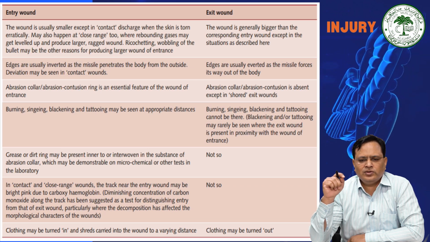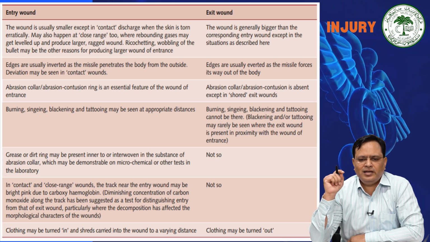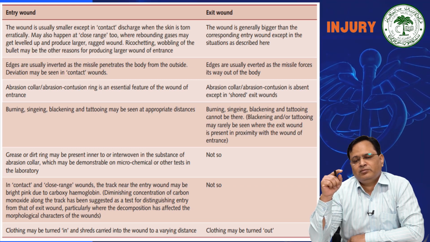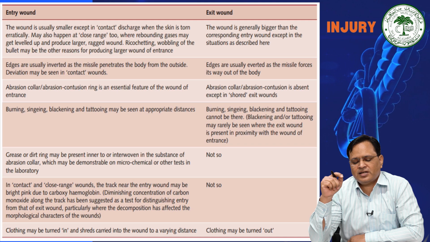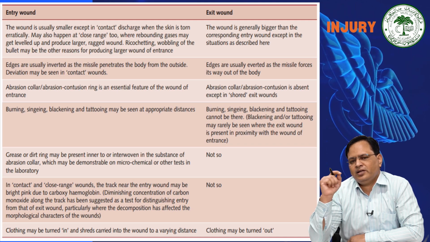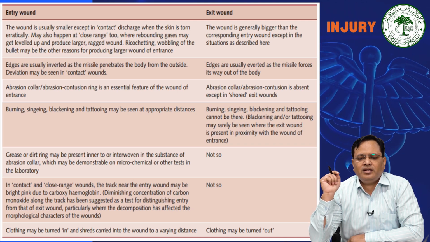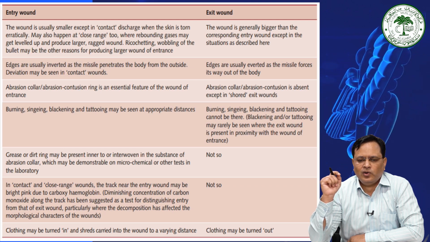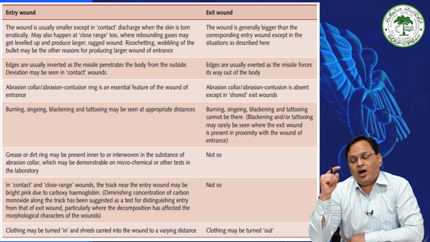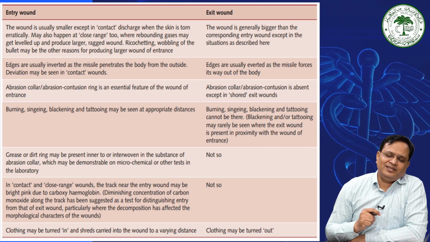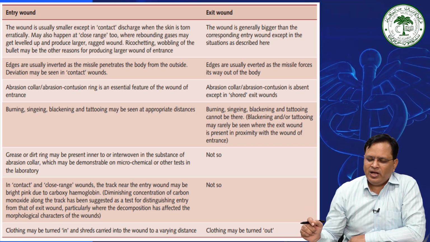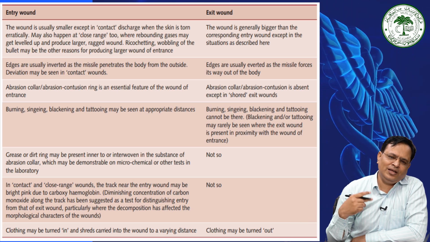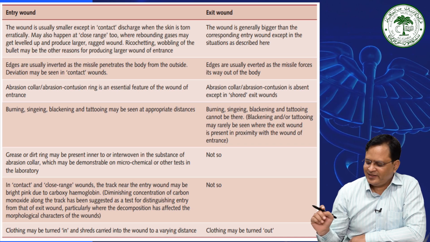In a contact or close range wound, the track near the entry wound may be bright pink because of carbon monoxide interaction with the hemoglobin. So not here in the exit wound. Clothing may be turned in and shreds carried with the wound to varying distance. Clothing may be turned out, but it is a variable phenomenon depending upon the wound. Clothes may be torn in at the entry wound and torn out at the exit wound.